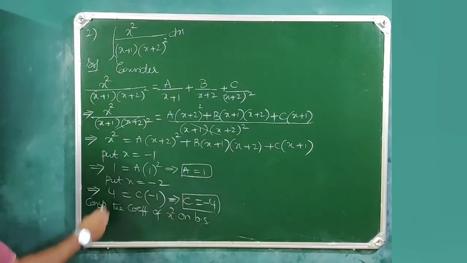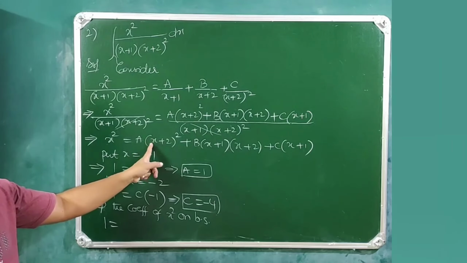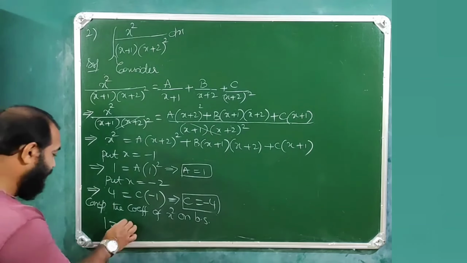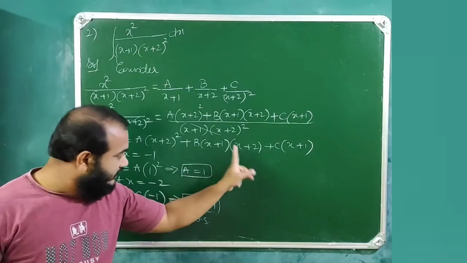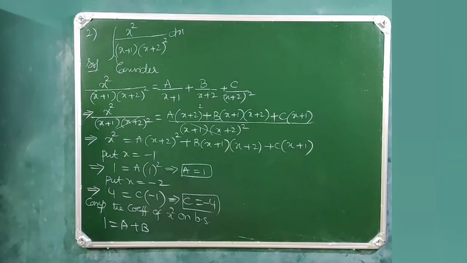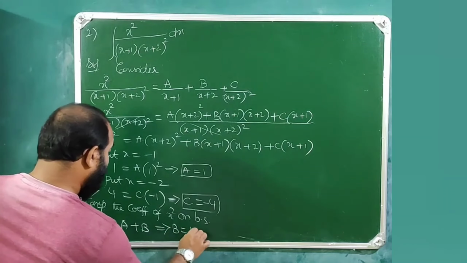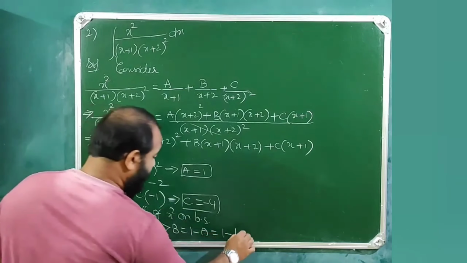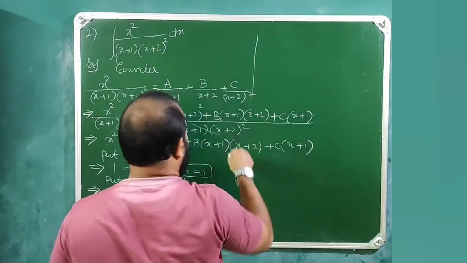So here the x square coefficient is 1 in the LHS. Here on expansion of this, x square plus 4x plus 4, so the x square coefficient is A here. So x into x is x square, so the x square coefficient is B. So A plus B is equal to 1. So from this, B is equal to 1 minus A. So 1 minus A is 1 minus 1, so 0.